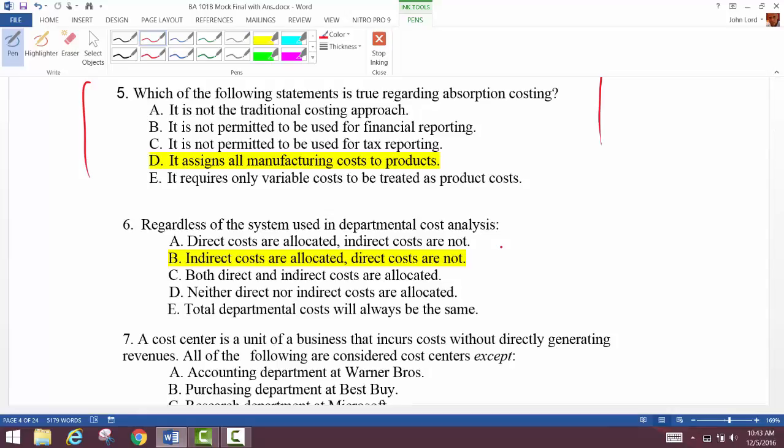It assigns all manufacturing cost. If we were dealing with variable costing, which one are we going to leave out? Good. Fixed manufacturing overhead would be left out, right? Whereas absorption picks up everything. Good. Okay. Regardless of the system used in departmental cost analysis, indirect costs are allocated, direct costs are not.